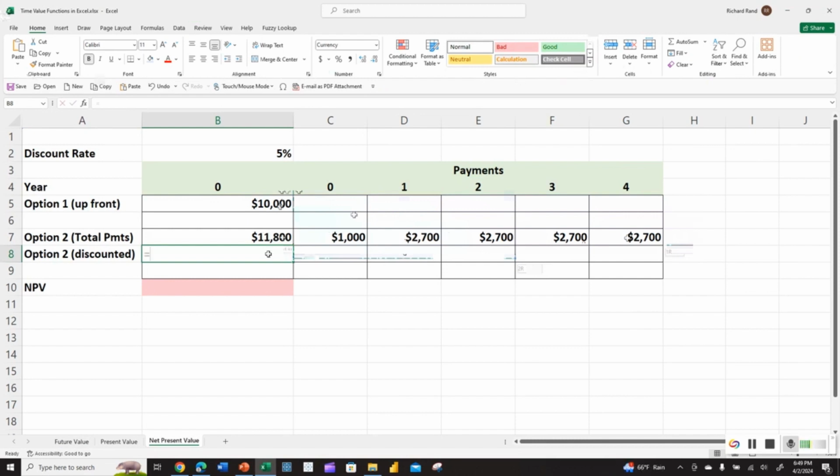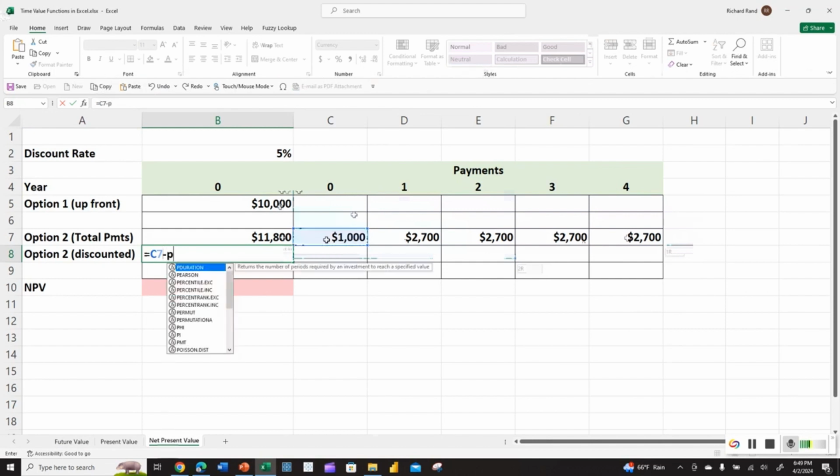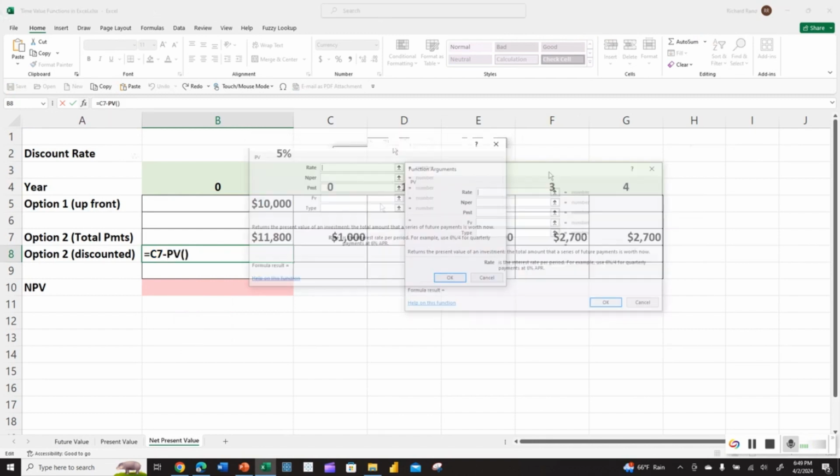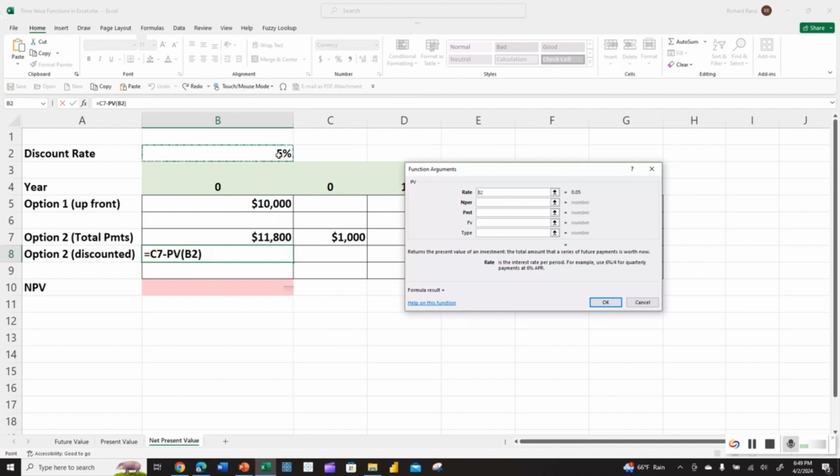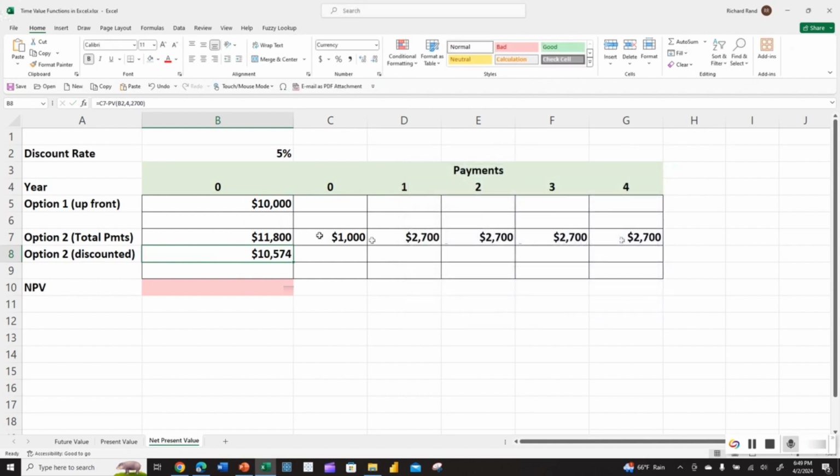Well, we can do that. We can say equals, and we're going to take this 1,000. Actually, I'm going to subtract the present value amount, because remember, present value would be negative. So I'm going to subtract the present value of my interest rate, which is 5%, my number of periods, which is 4, my payment amount, which is $2,700, and I get $10,000. So the present value of this is $10,000. It's a good deal, but not a great deal for us, right?